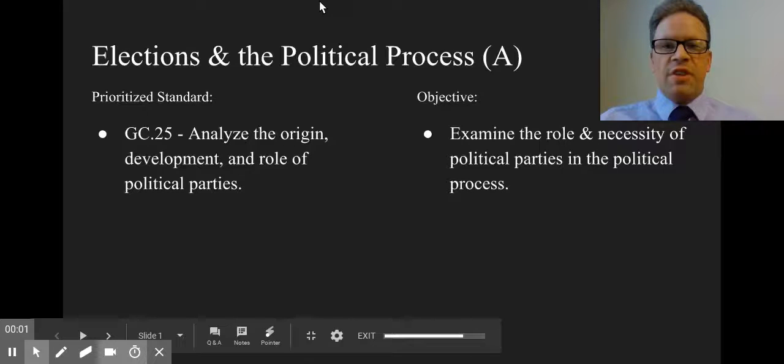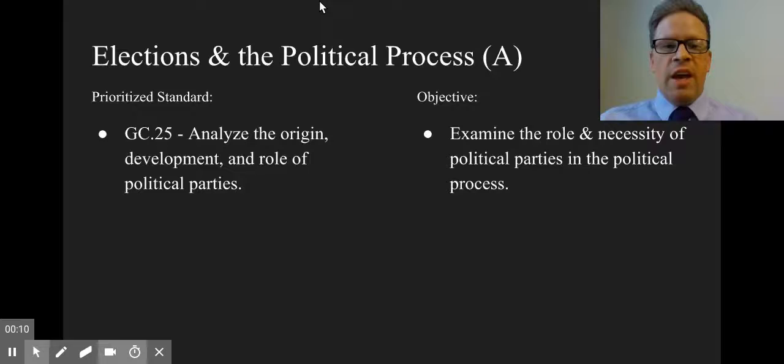Hello, this is the Elections and the Political Process, Section A, the Role of Political Parties lecture. Our prioritized standard is Government Civics 25, and objectively you'll examine the role and necessity of political parties in the political process.